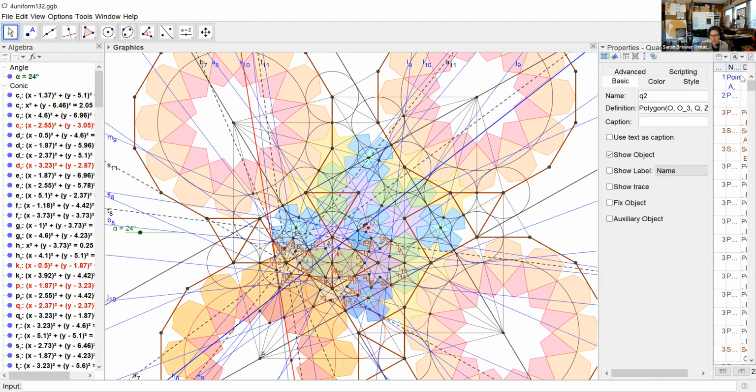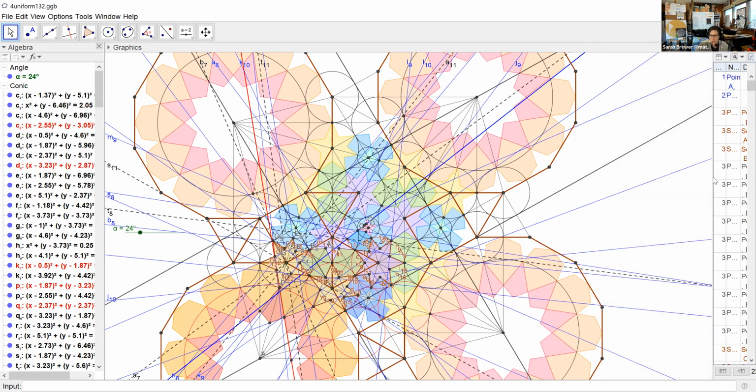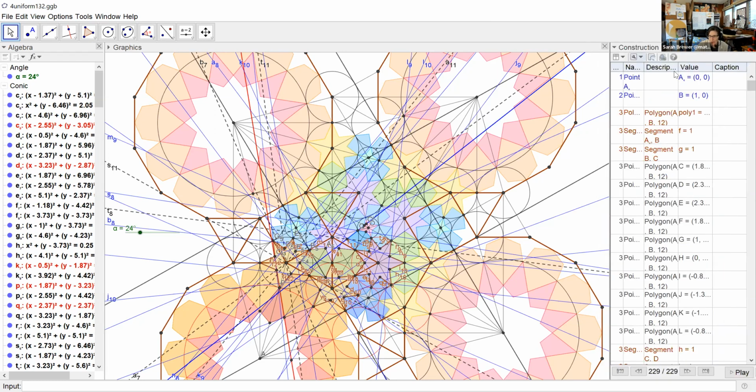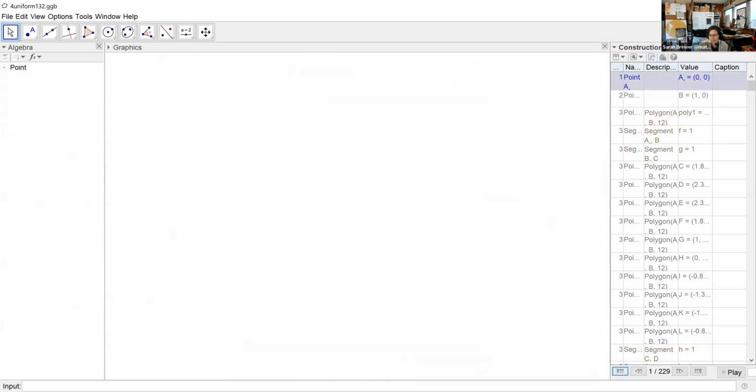I'm going to pull up the construction protocol. This is kind of a cool thing that you can do in GeoGebra if you have something that you want to learn how to recreate. As long as everything is visible, so this is 229 steps, I can click all the way back to the beginning.